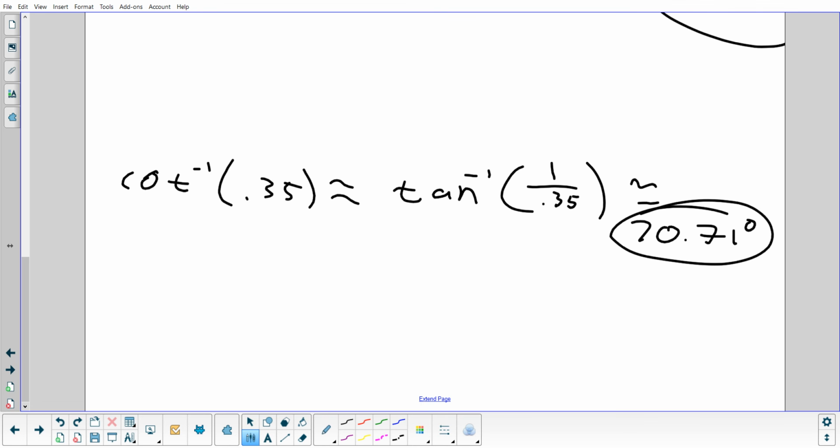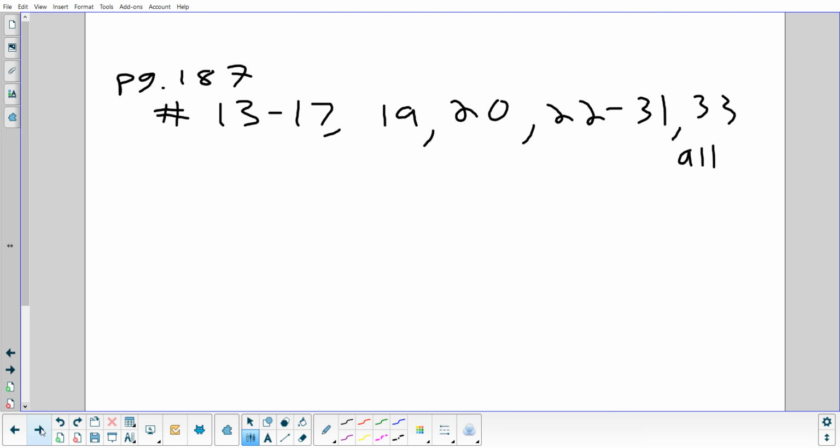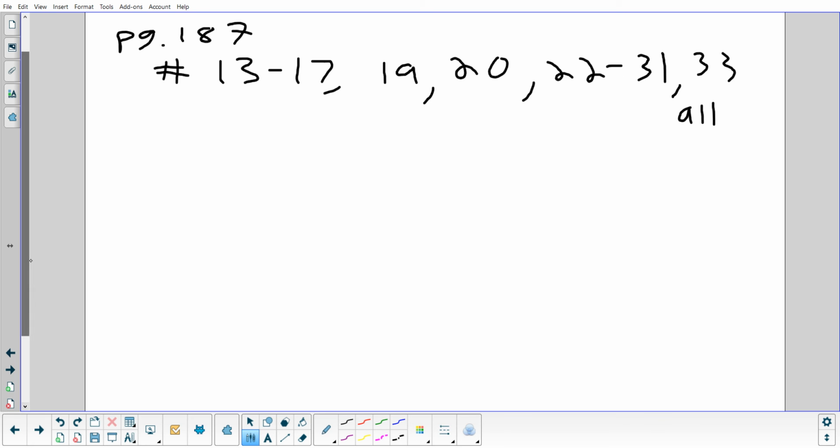Okay, questions on that? All right. So that's homework for tonight. The 22 to 31 and 33, those are all calculator questions. So if you don't have a calculator and you want to take those out, get those done real quick, I can get calculators out and you can do that. If you have anything else you need to talk to me about, we've got about 15 minutes. It would be a good time to come check in with me.